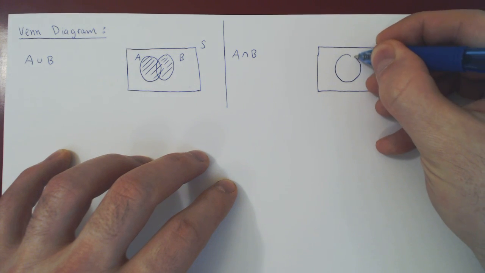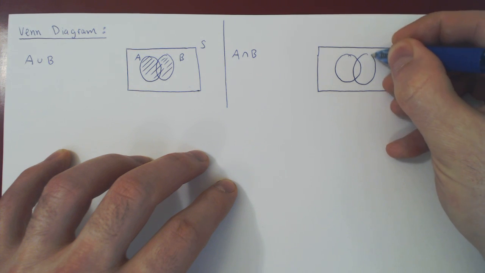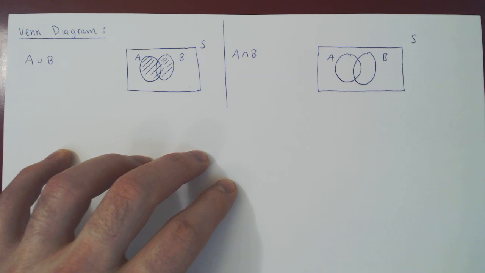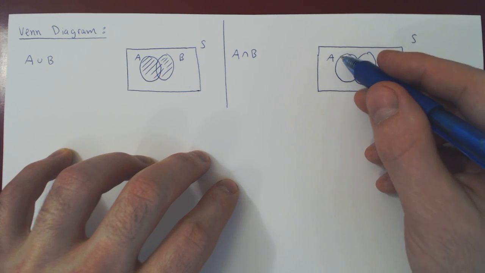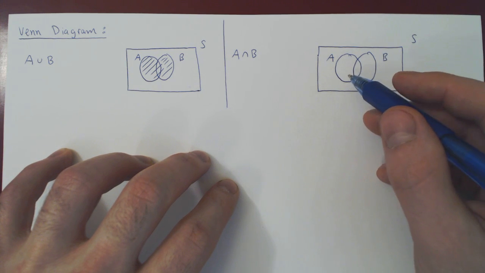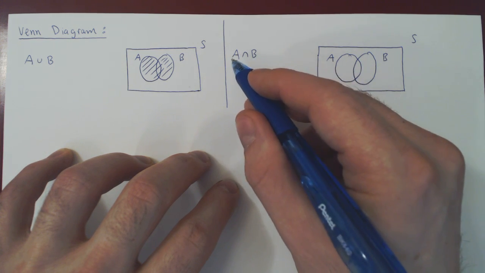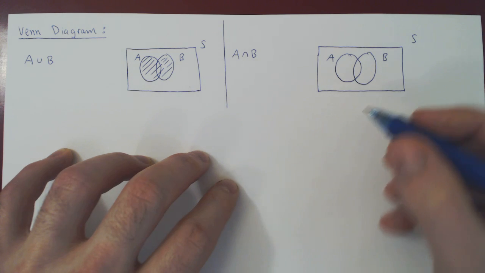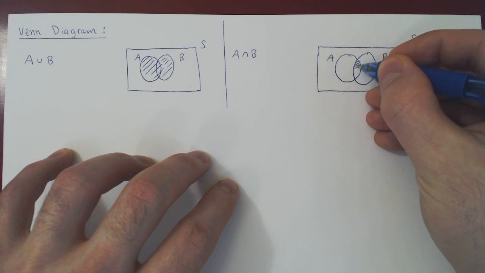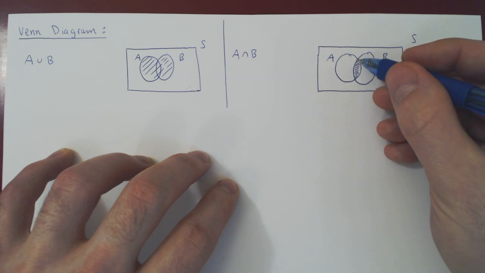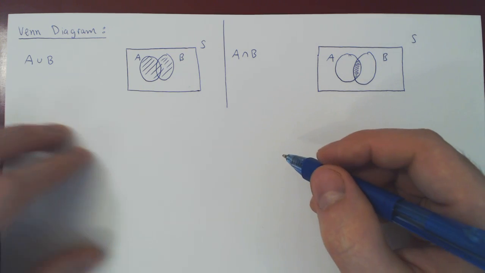Region A, set A; region B, set B. Now the intersection is obviously quite different, right? We don't dump all in A and all in B together. We only take the elements that are common to both A and B. That is the overlap between A and B. So it is this region right here. And this is A intersect B, the region common to both A and B.